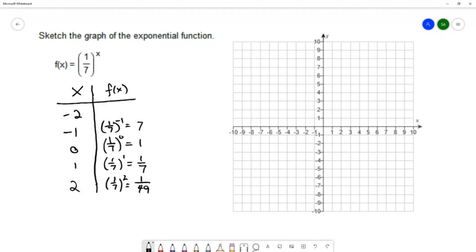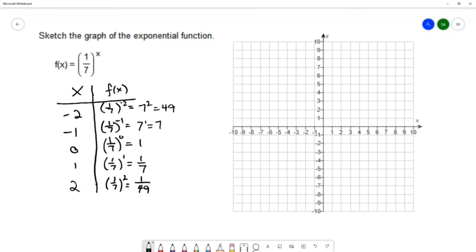So 7 to the first power is 7. And we'll do the same thing on the next one, 1/7 to the -2. The negative allows me to do the reciprocal of the base, so that's 7 squared, which is 49. So this gives me some points to plot.